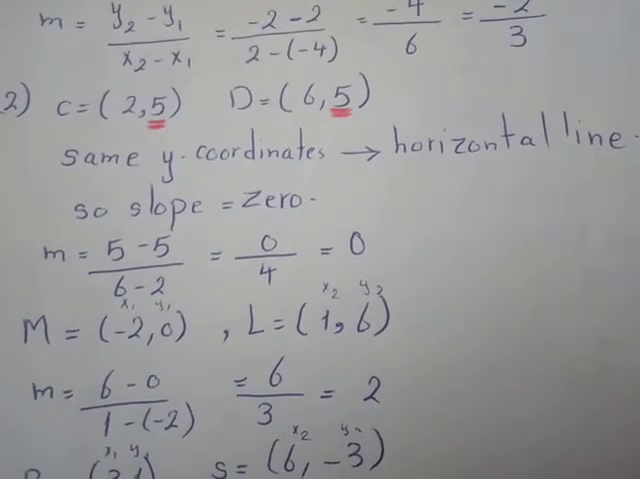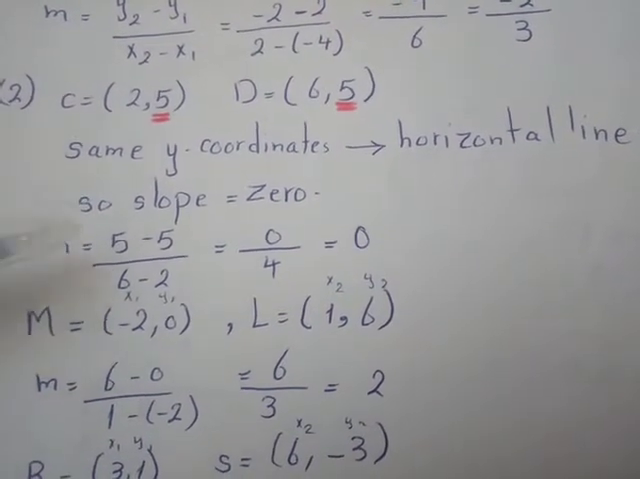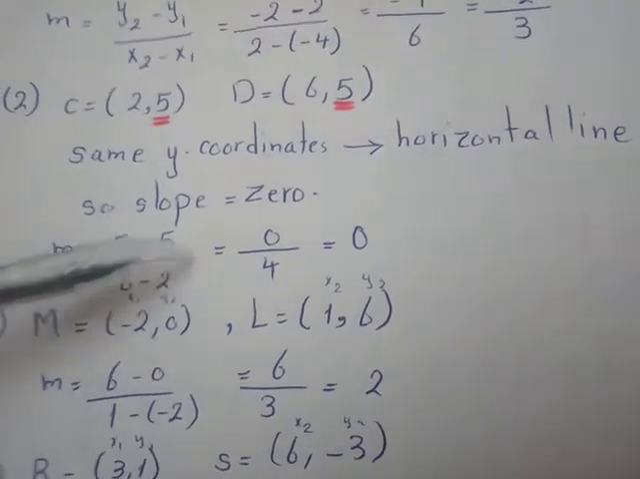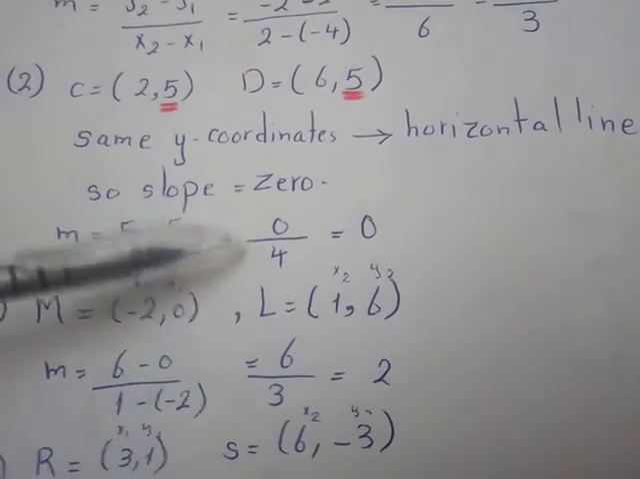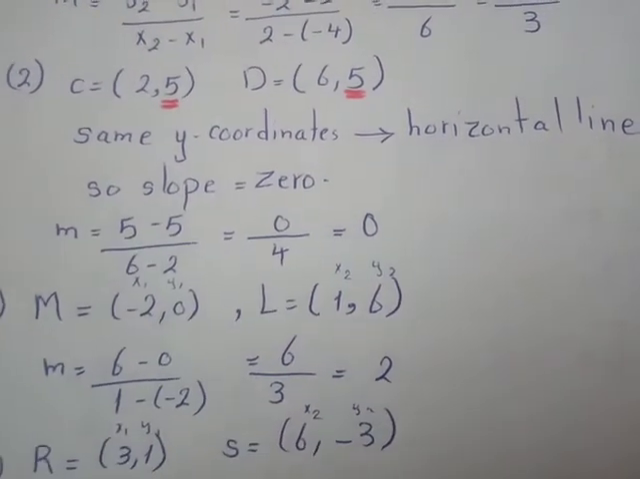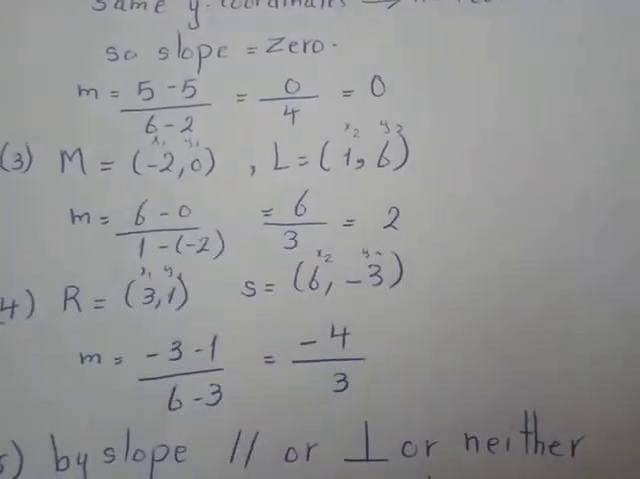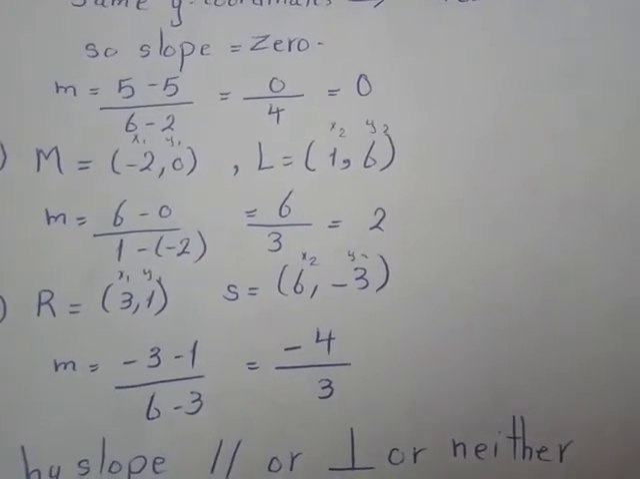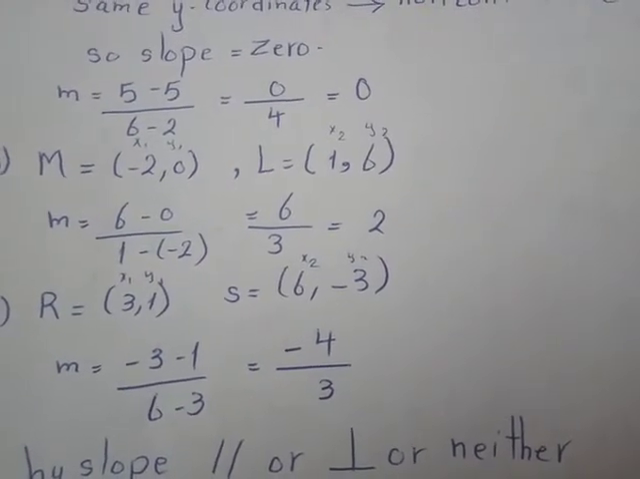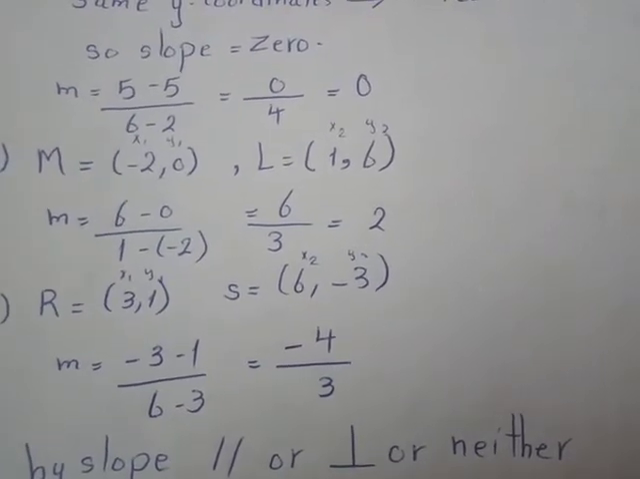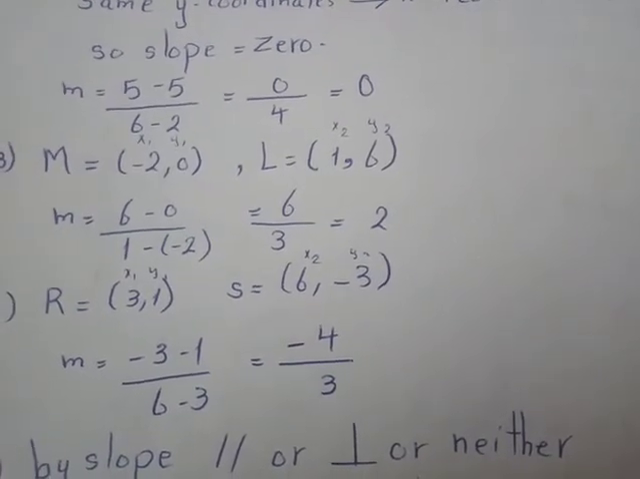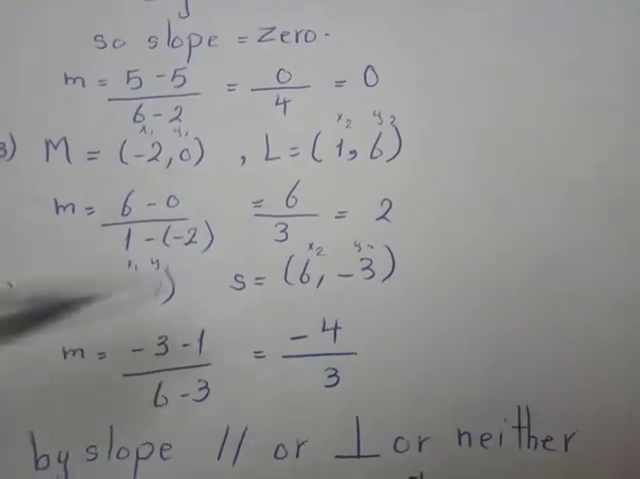If you didn't remember this, use the formula. 5 minus 5 equals 0 over 6 minus 2 equals 4. 0 divided by any number equals 0. The third one here, M equals (-2, 0), and L equals (1, 6). Same, y2 minus y1 over x2 minus x1, so you will get 2.